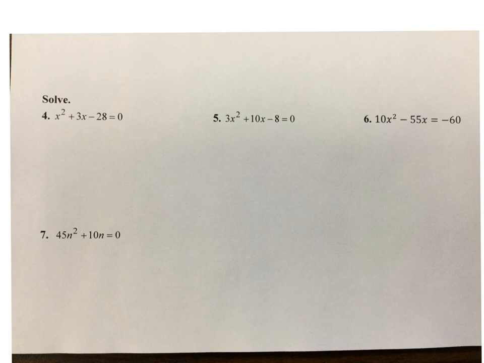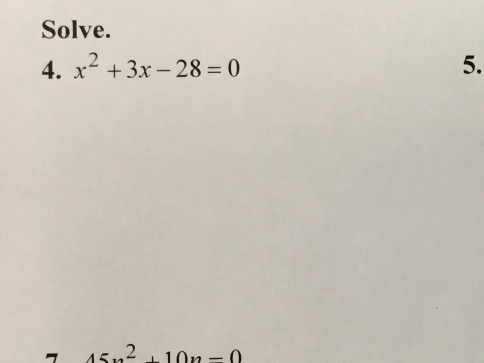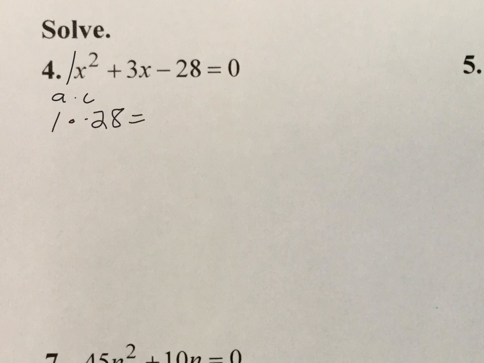All right, so notice these next equations have a b term, okay? Remember, we're dealing with standard form right now, which is ax squared plus bx plus c. And what we're going to try and do on these is use a set of steps different from the ones we used earlier. So I'm going to start by multiplying my a times c. So a, which is 1, times c, which is negative 28. Okay, so that's going to give me negative 28.